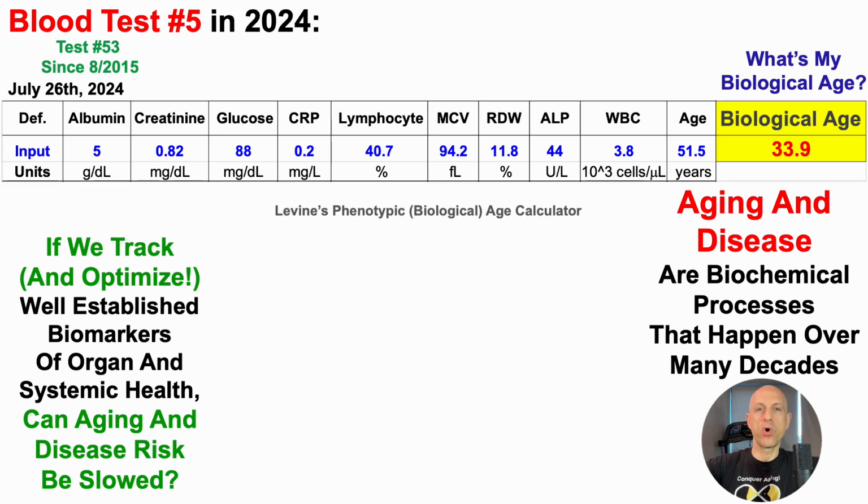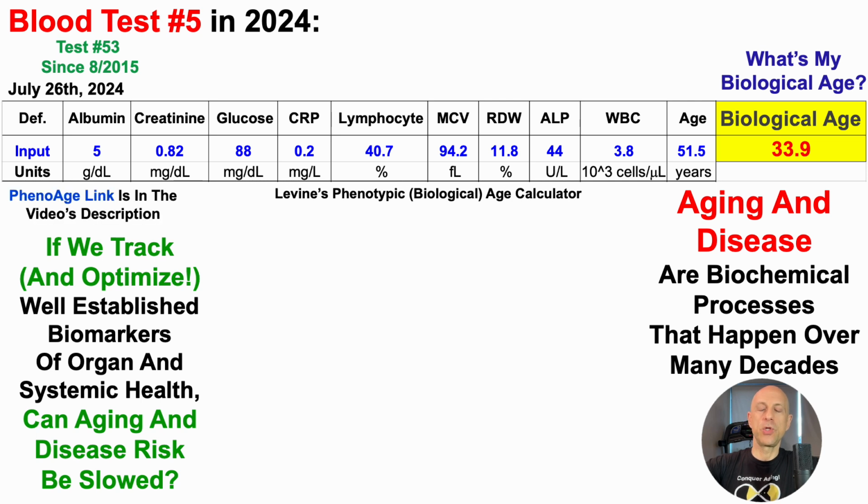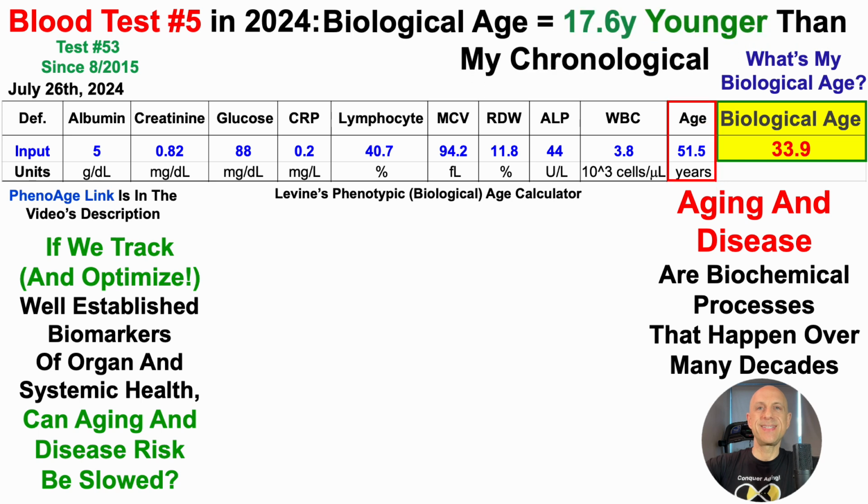This is using Dr. Morgan Levine's phenotypic age calculator, which is a metric of biological age. And if you have blood test data and you want to measure your own biological age using this test, there'll be a downloadable Excel link in the video's description. So when I enter the 9 biomarkers as shown here, I get a biological age of 33.9 years, which is 17.6 years younger than my chronological.